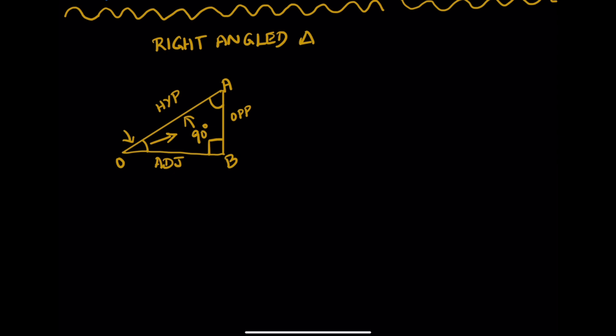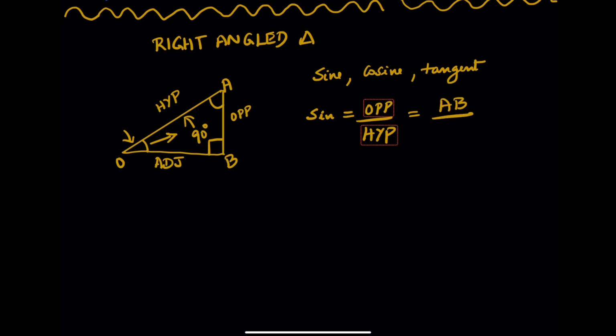Now, in trigonometric functions, we have to understand sine, cosine, and tangent. There are inverse functions for sine, cosine, and tangent. We'll get back to it later. But what is sine? Sine can be written in a short form or abbreviation as opposite by hypotenuse, which is nothing but AB divided by OA. So this is the sine function.